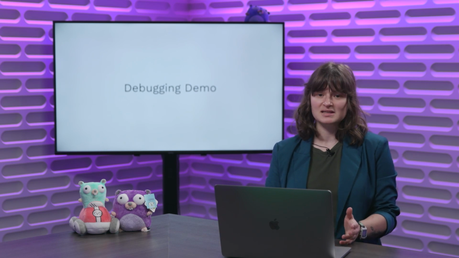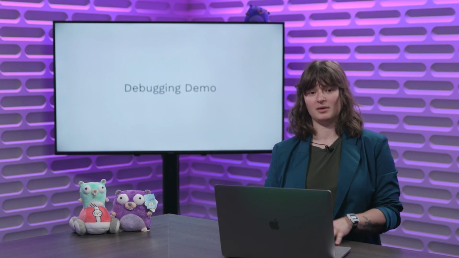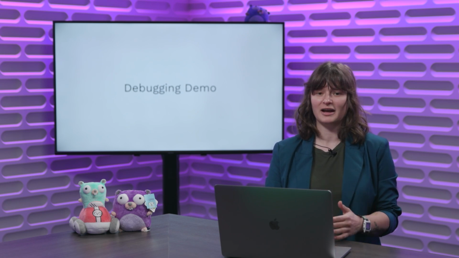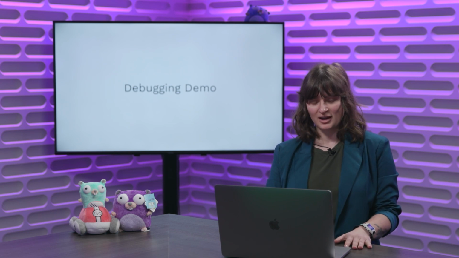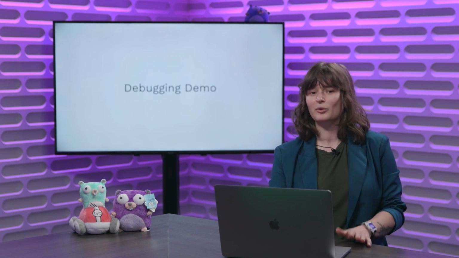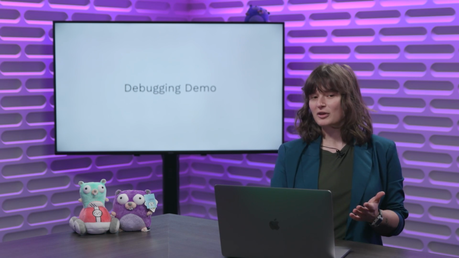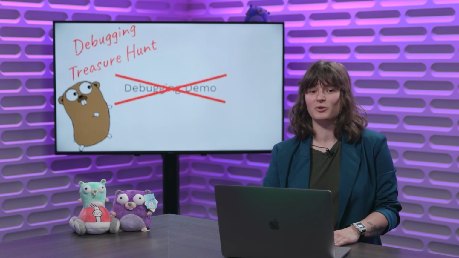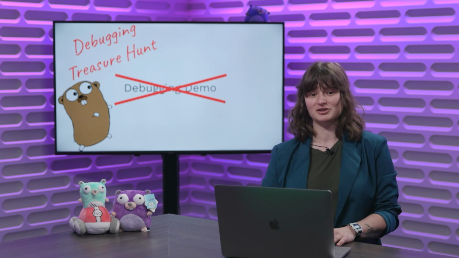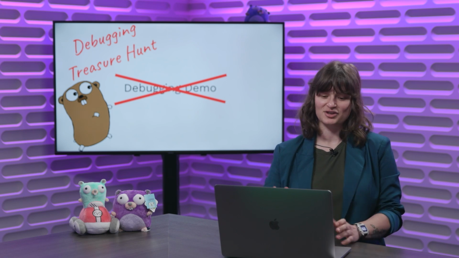So we're going to be doing this in a hands-on demo, which you're welcome to follow along with. But instead of doing a generic demo where we try to find a bug that I have accidentally left in the code somewhere, I decided to spice it up, and we're going to do something hopefully a little more fun, which is we are going to go on a treasure hunt using the debugger to find our clues and get to the treasure at the end.